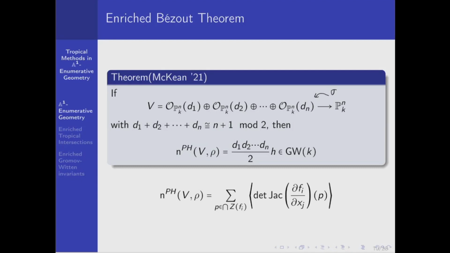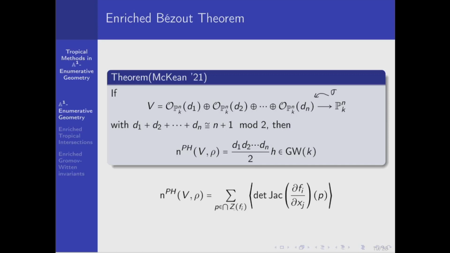That's why a section is just n homogeneous polynomials of degree d_i. Then he has a condition about the orientability of this vector bundle. Let's say this vector bundle is relatively orientable if the sum of the degrees is congruent to n plus 1 mod 2. Then in this case, we have this number, which is the Poincaré-Hopf number of this vector bundle.